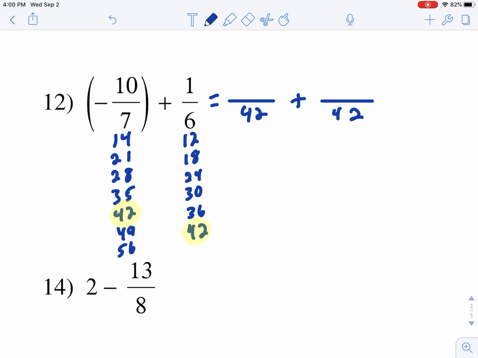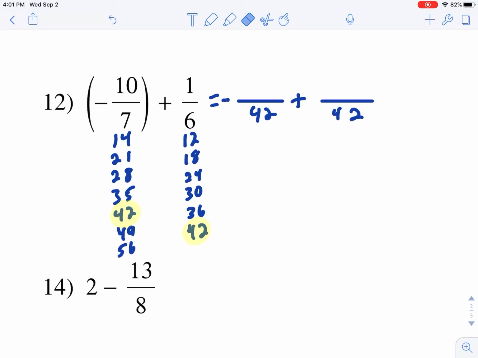And before I go any further, I see I did make a little mistake. I want to take a second to fix that. This was supposed to be a negative sign. Account for that negative sign by bringing it over. Okay, so anyway, 42 is in both lists, so 42 is the common denominator.